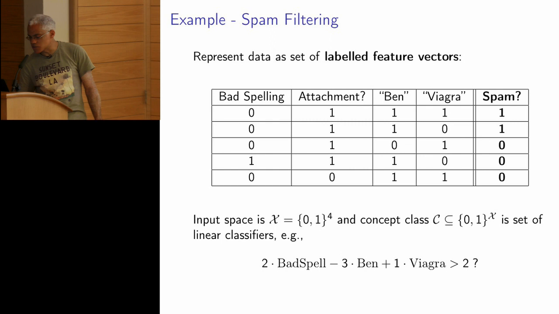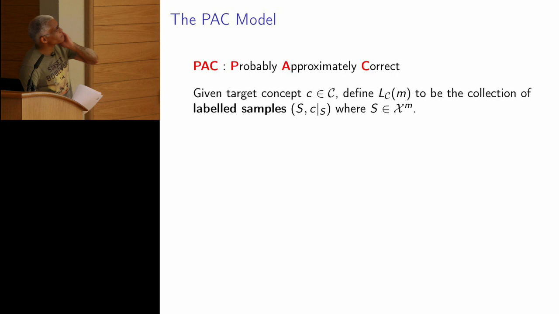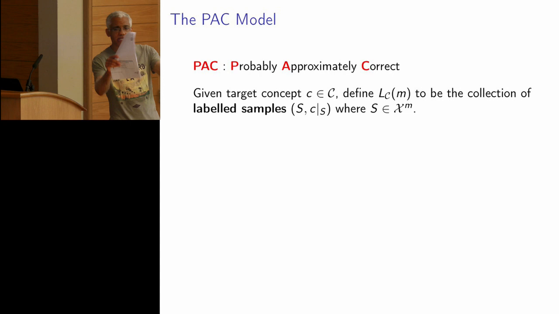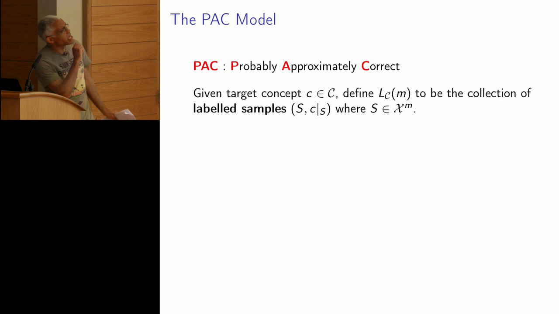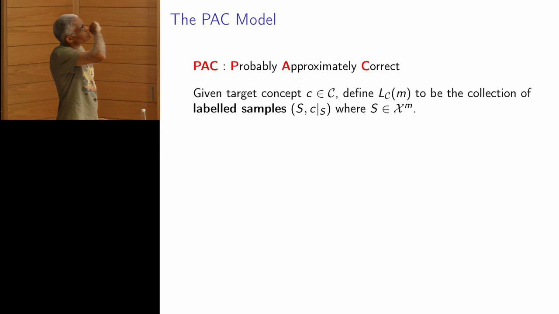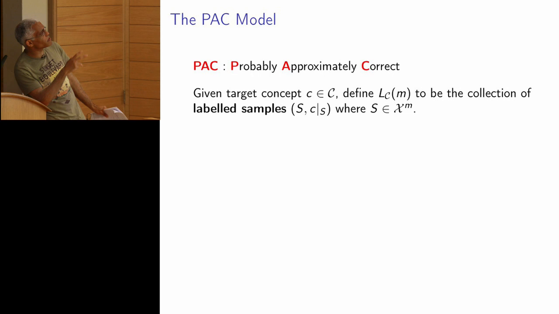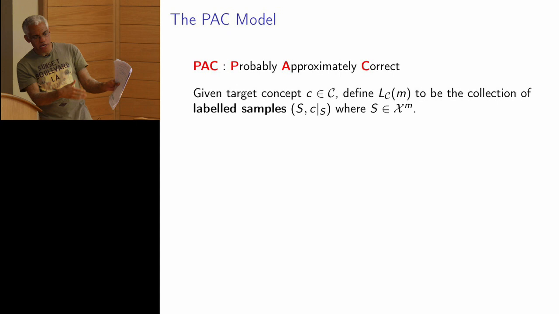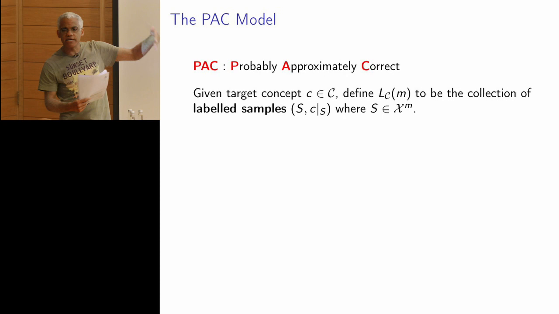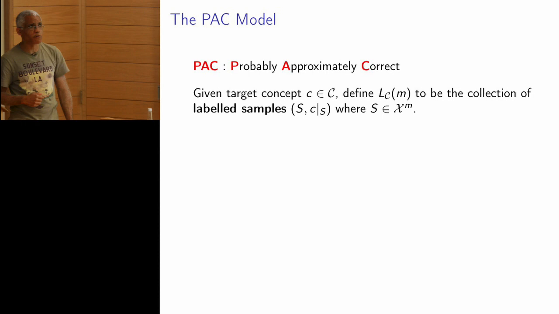So let me formally define the model, the PAC model. So we're given a target concept that we want to learn, and it's in our concept class, which is part of a learning problem. And I'm going to introduce some notation. So LCM is going to be the collection of labeled samples. So this is the data I draw, labeled samples. So S here is a set of inputs, and S comes equipped with the label. So the target concept is used to label the input. So I've got a bunch of emails, and they're labeled according to the target concept. Are they spam or not? And that's what I want to learn from.